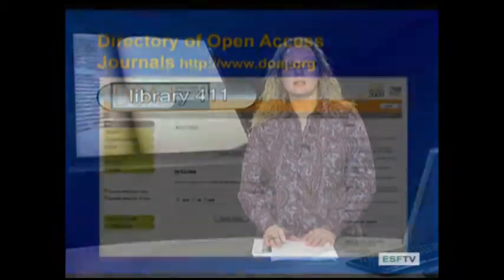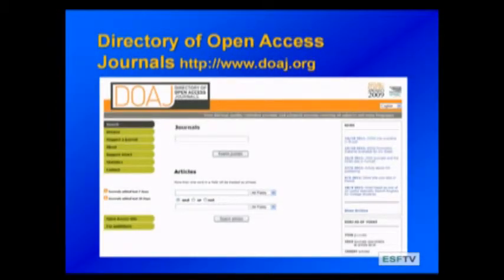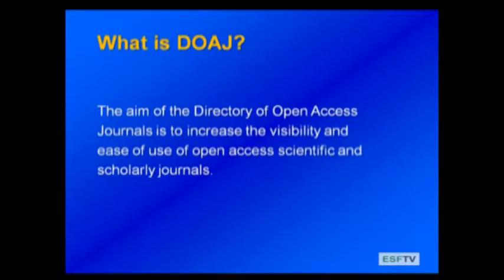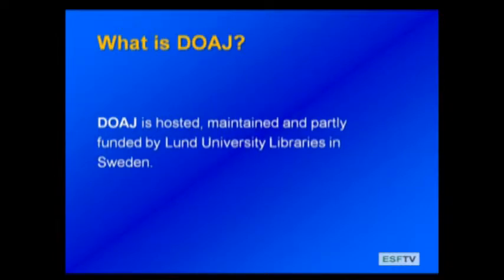Let's go ahead and talk about the Directory of Open Access Journals. Oftentimes it's just called DOAJ for short. The aim of the Directory of Open Access Journals is to increase the visibility and ease of use of open access, scientific, and scholarly journals. The DOAJ is hosted, maintained, and partly funded by Lund University Libraries in Sweden.